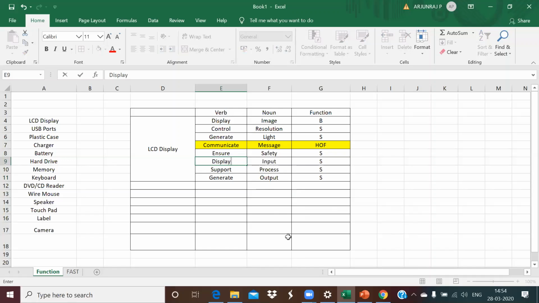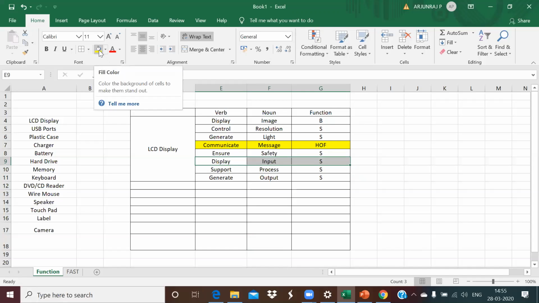Acceptance is by the software. In that case, consider that the display input and display image are almost the same, similar. So either display input or display image can be the unwanted function. So this is how this will help.